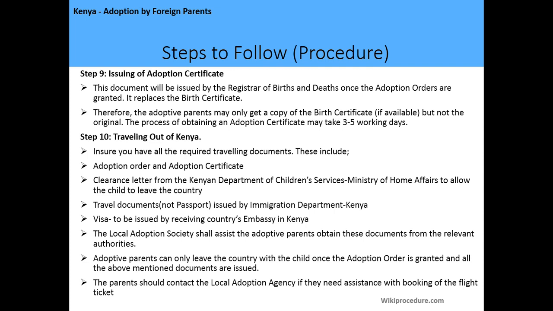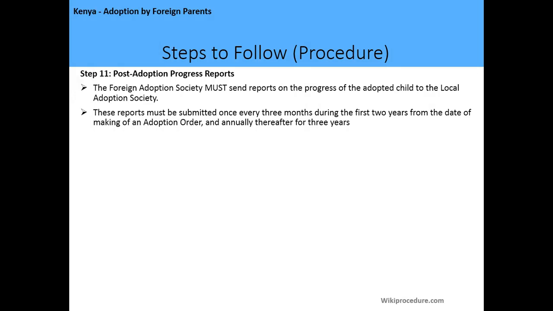You need to note the adoptive parents can only leave the country with the child once the adoption order is granted and all the above mentioned documents are issued. And the parents should contact the local adoption agency if they need assistance in booking any flight ticket. And the final step is post-adoption progress reports. So here the foreign adoption agency must send reports on the progress of the adopted child to the local adoption agency. These reports must be submitted once every 3 months during the first 2 years from the date of making of the adoption order, and annually thereafter for 3 years.